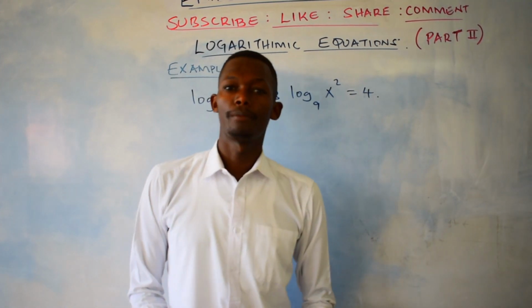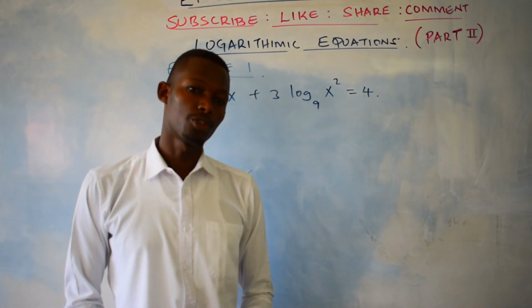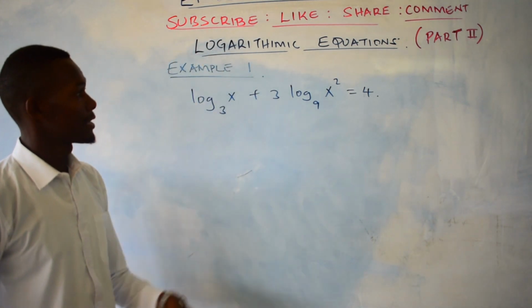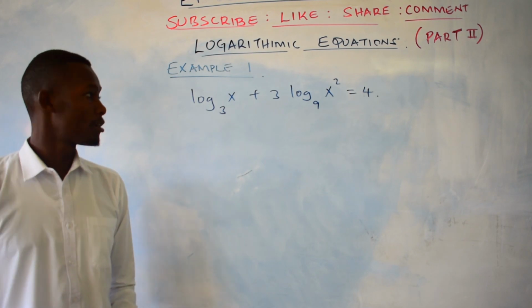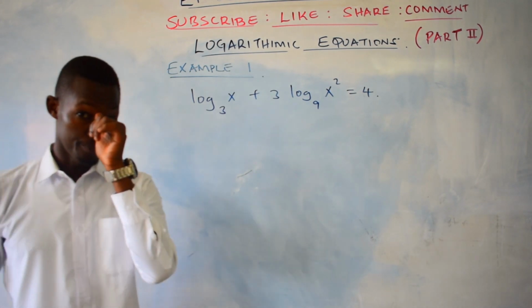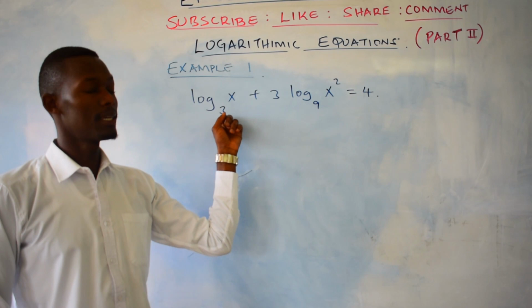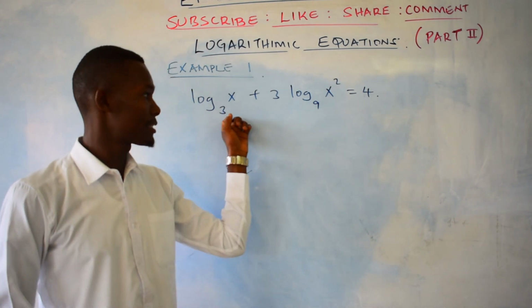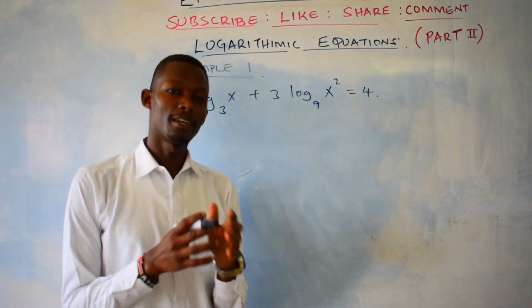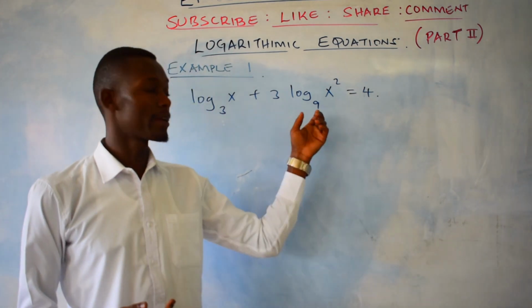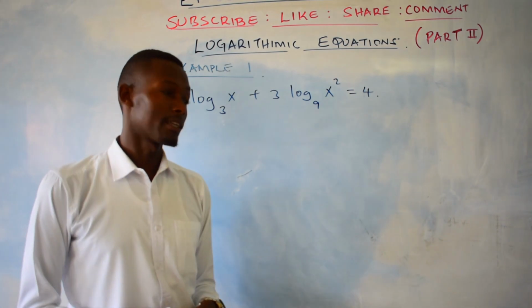Welcome to the second part of solving logarithmic equations. We have an example here: the log of x to base 3 plus the log of x squared to base 9 equals 4. Notice that the bases here are different, so you can use different methods of solving this. I'm going to teach you a very simple and direct way of handling such an equation.